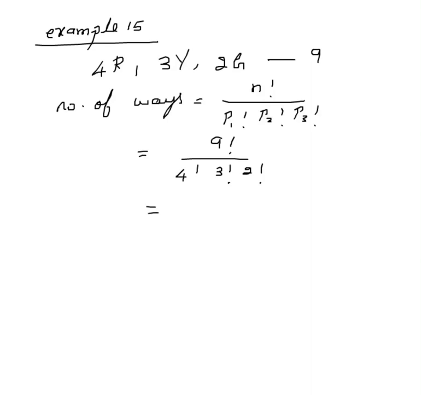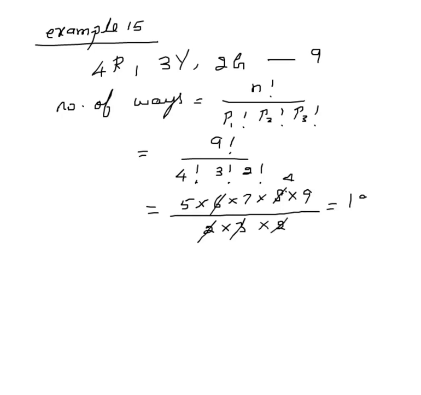Let us simplify this answer. 4 factorial could be cancelled. We will get 5, 6, 7, 8 and 9 divided by 3 factorial, which is 2 into 3, and 2 factorial, which is 2. And the answer is 1260.